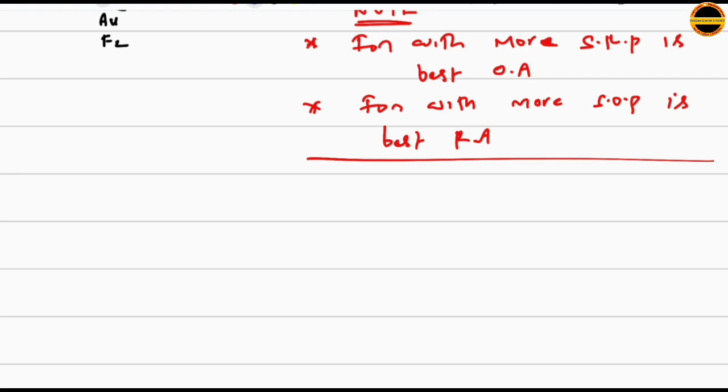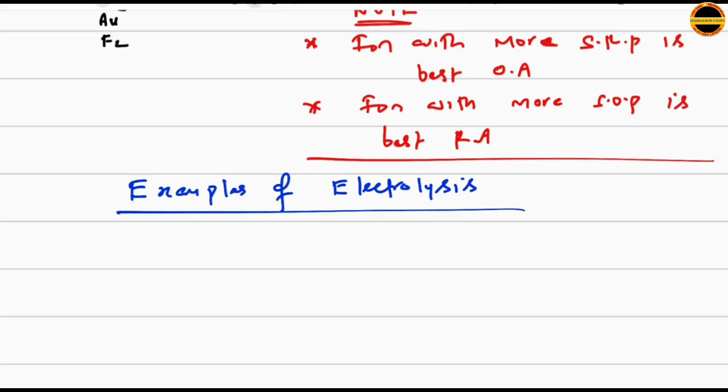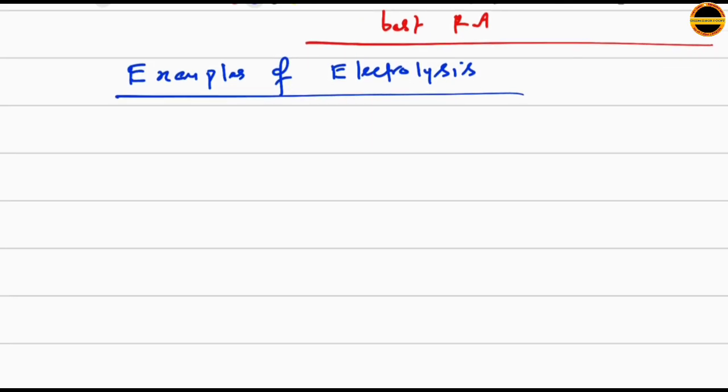Next, continuation after completion of the electrochemical series. Moving further, examples of electrolysis. Keep the heading: examples of electrolysis. Under examples of electrolysis, first of all remember, in the Daniel cell we wrote differently. Here anode is positive, cathode is negative. We wrote even in the beginning of the chapter, anode is positive, cathode is negative.